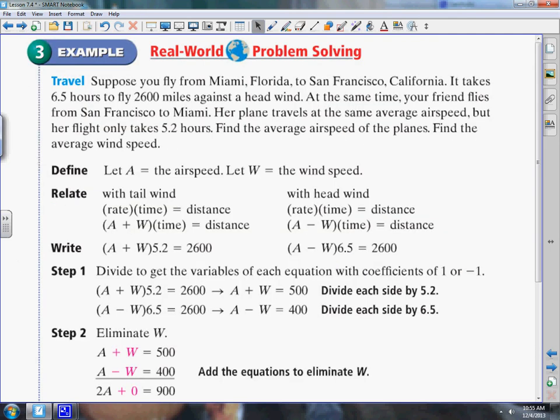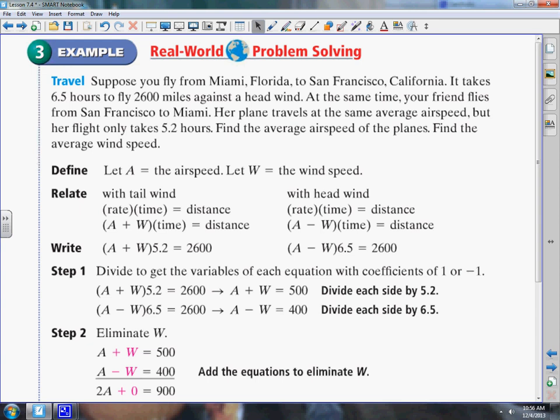So, suppose you fly from Miami, Florida to San Francisco, California. It takes 6.5 hours to fly 2,600 miles against a headwind. At the same time, your friend flies from San Francisco to Miami. So your friend's going the other way. You're going to San Francisco, your friend's going to Miami. Her plane travels at the same average airspeed, but her flight only takes 5.2 hours. Find the average airspeed of the planes.